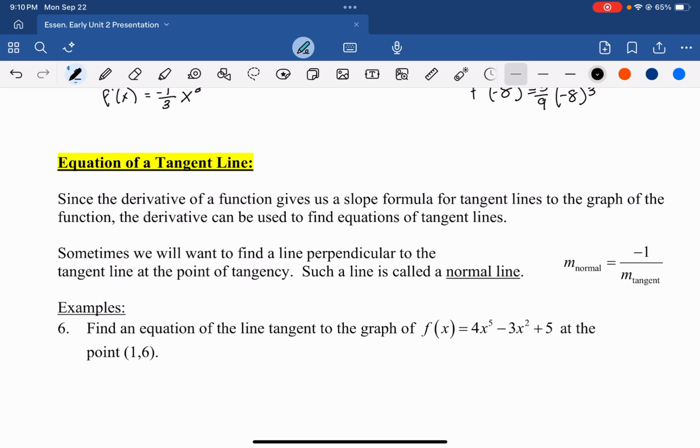Right, so since the derivative of a function gives us a slope formula for tangent lines to the graph of the function, the derivative can be used to find equations of tangent lines. Remember, those tangent lines are the lines that essentially touch our curve once, and our curve slope matches the tangent slope.